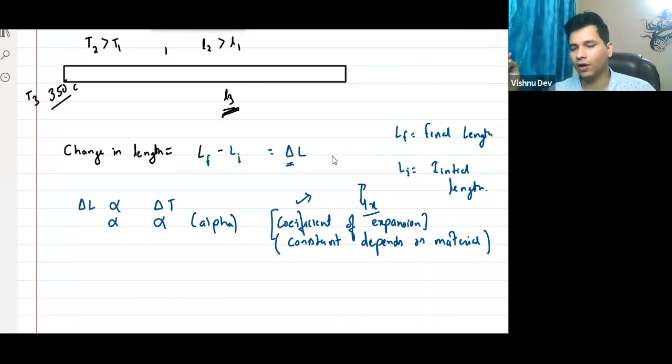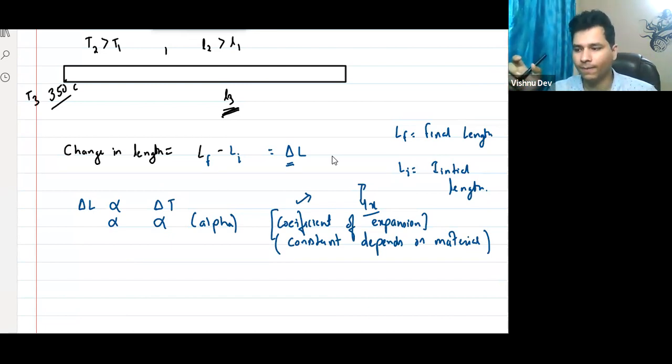All materials, right, different materials, will expand differently. Yes or no? Even if the change in temperature is the same, iron will expand to some extent, aluminium will expand to another extent, and the change in length will be different. It depends on the material.